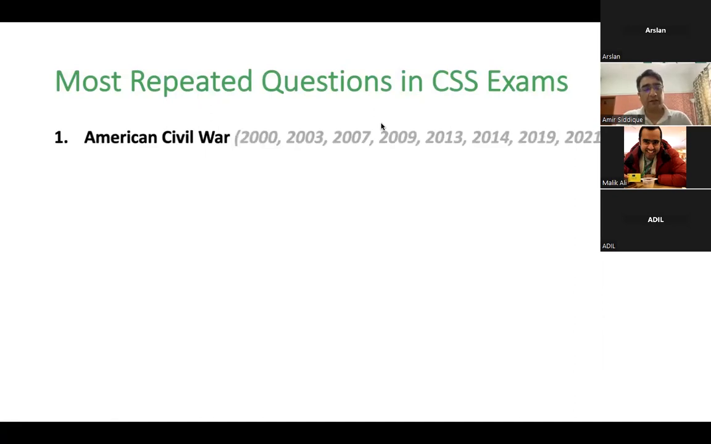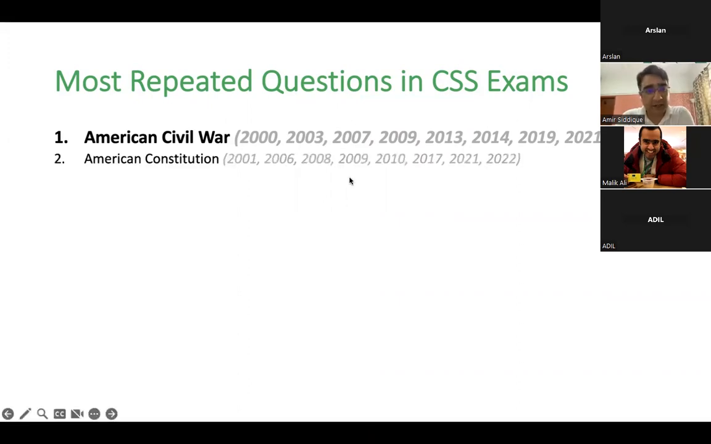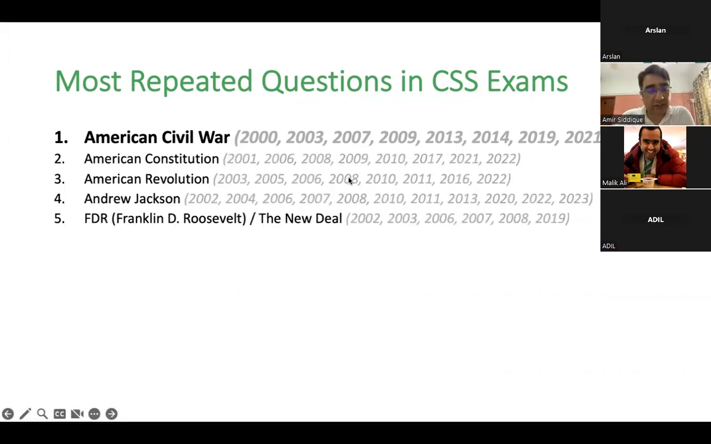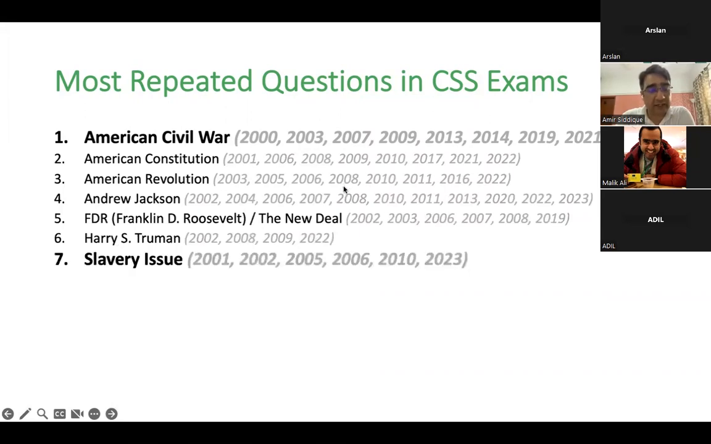The number one popular topic is the Civil War. And as you will see in this presentation, one of the primary causes of the Civil War was the issue of slavery, and this pitted the South of America against the North. So the Civil War is very fundamental, and the most repeated topic in the CSS exam is directly related to slavery. Then there are the Constitution, Revolution, Andrew Jackson, FDR, Harry S. Truman. And the seventh most important question is slavery.